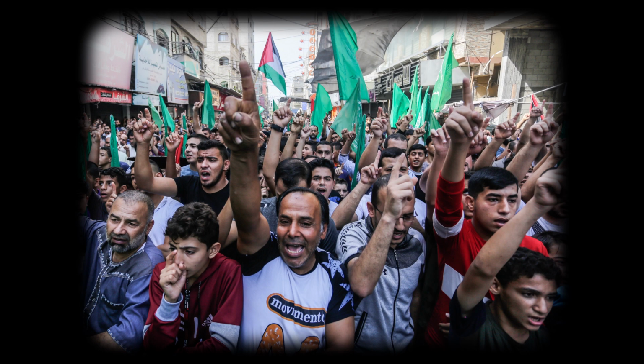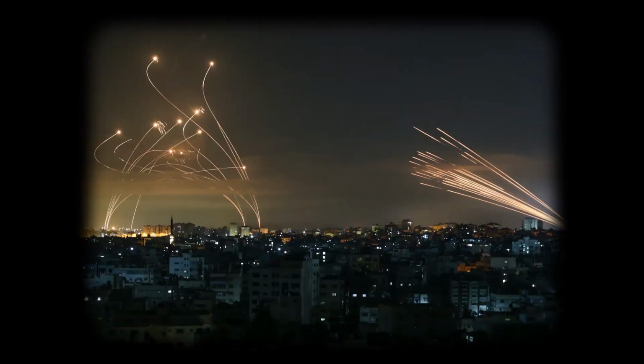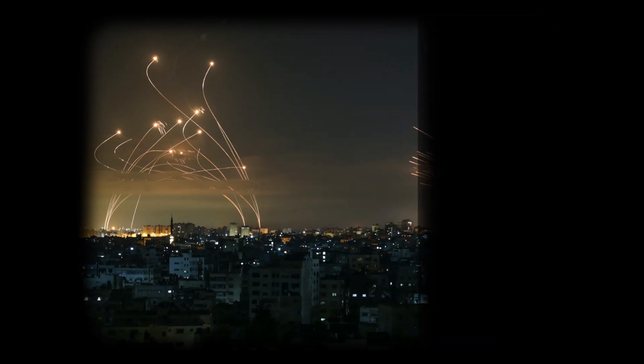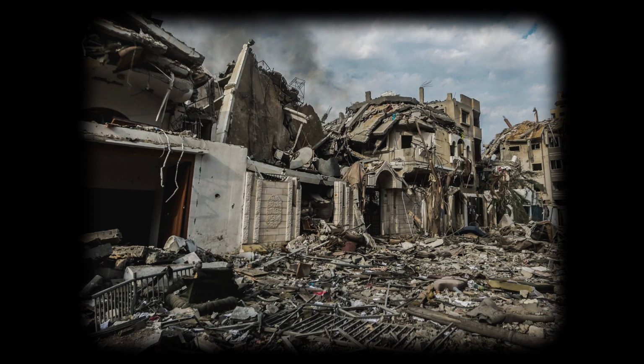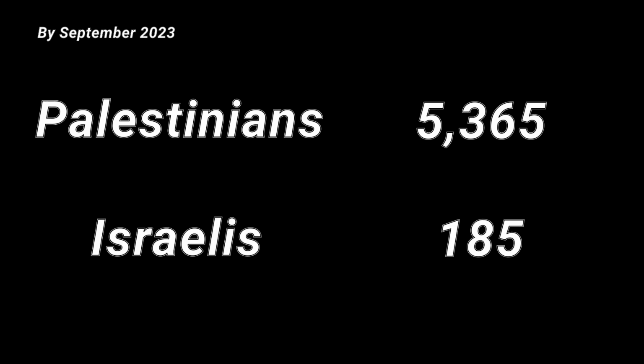In 2007, Hamas took control of the Gaza Strip, prompting Israel and Egypt to impose an indefinite blockade on the region. Since the 2006 election, tensions in the Gaza Strip have escalated, leading to numerous conflicts between Israel and the territory. In most cases, these conflicts involved rockets launched from Gaza and airstrikes by Israeli forces. At times, Israel initiates attacks, while at other times, Palestinians do so. These conflicts have resulted in a tragic loss of life, with over 5,000 Palestinians and 185 Israelis killed by September 2023.